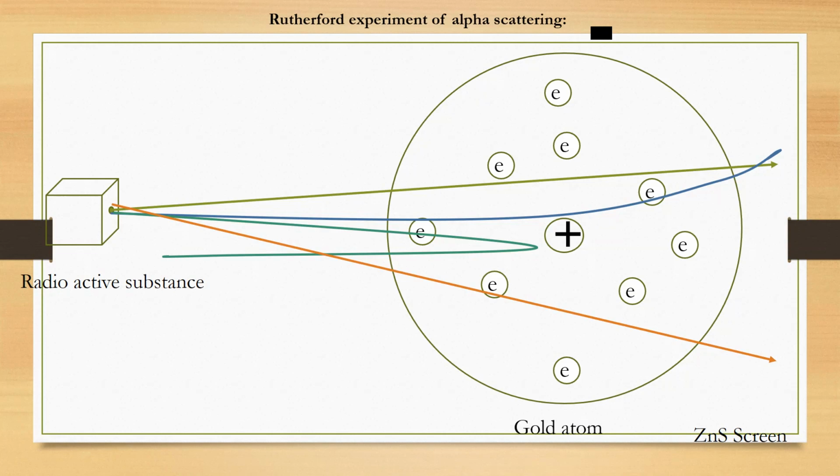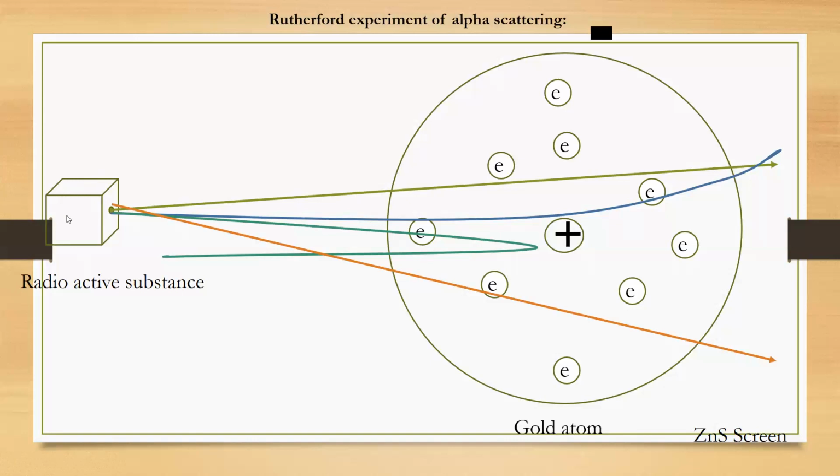But in an atom, what is the position of electrons? What is the position of the neutron? What is the position of the proton? Before the experiment of Rutherford, people did not know this. Then Rutherford conducted this experiment.